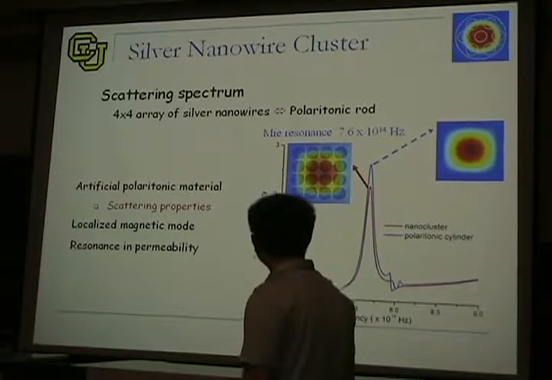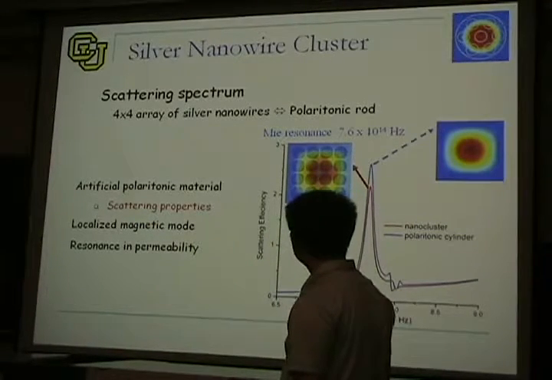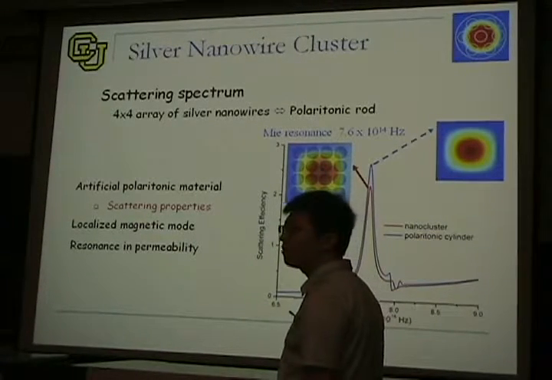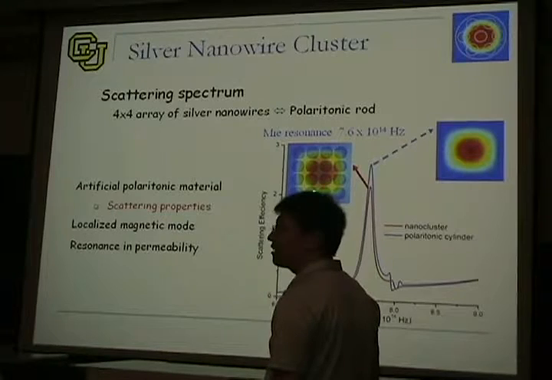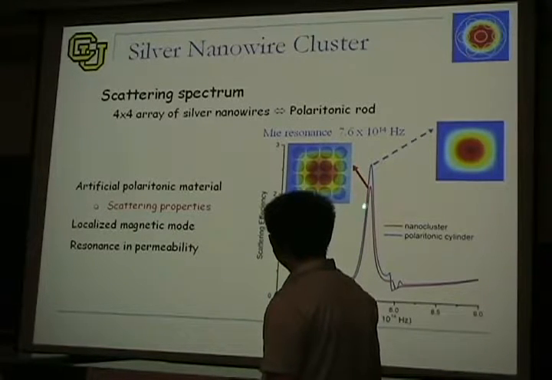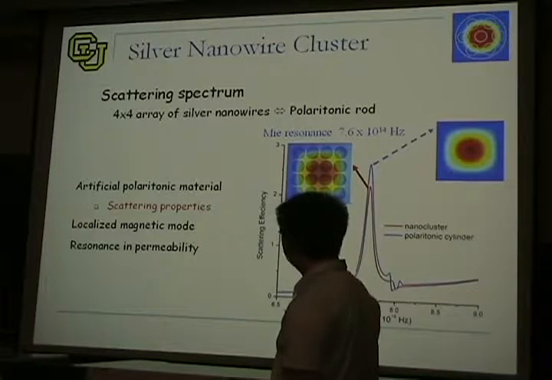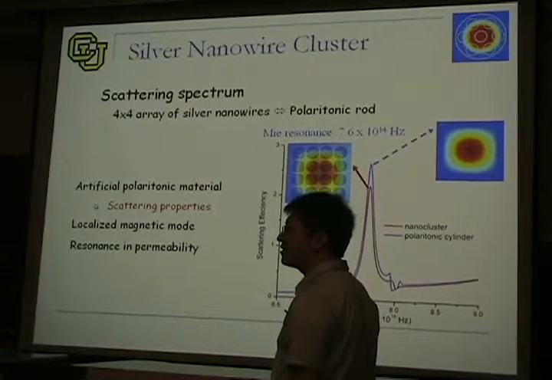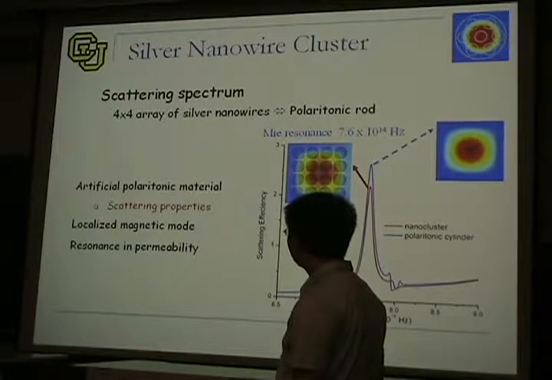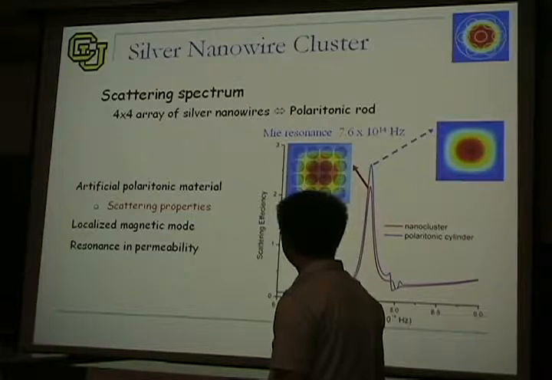So this is showing the calculated scattering efficiency between a real cluster and this imaginary homogeneous material, which has the same size and dimension. The red curve is for this cluster. As you can see, they match pretty well in the low frequency range, which shows that we can actually consider such a cluster as an effective material. In other words, it's an artificial photonic material because of these dispersion properties.